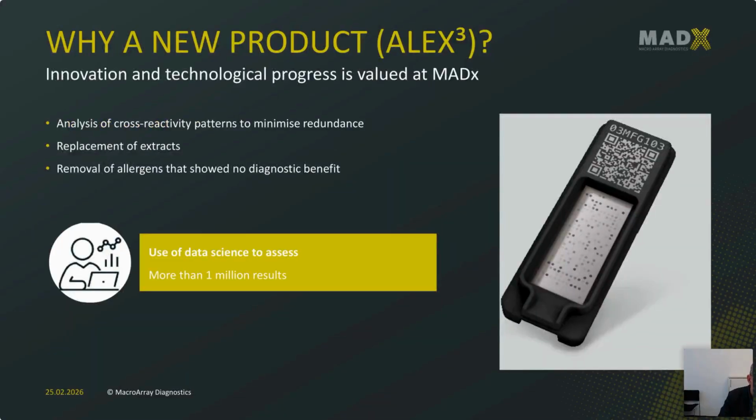So the rationale for the product update was to ensure that the Alex 3 remains at the forefront of innovation and sets industry standards. The panel design was guided by a data science analysis approach that used approximately 1 million results from the Alex 2 setup. The aim was to reduce redundancies by looking at cross-reactivity patterns, keeping as much information as possible with as few results as necessary. We wanted to replace extracts with molecular allergens to increase the accuracy as well as the reproducibility of the assay. And finally, we also removed allergens that showed very limited diagnostic benefit.